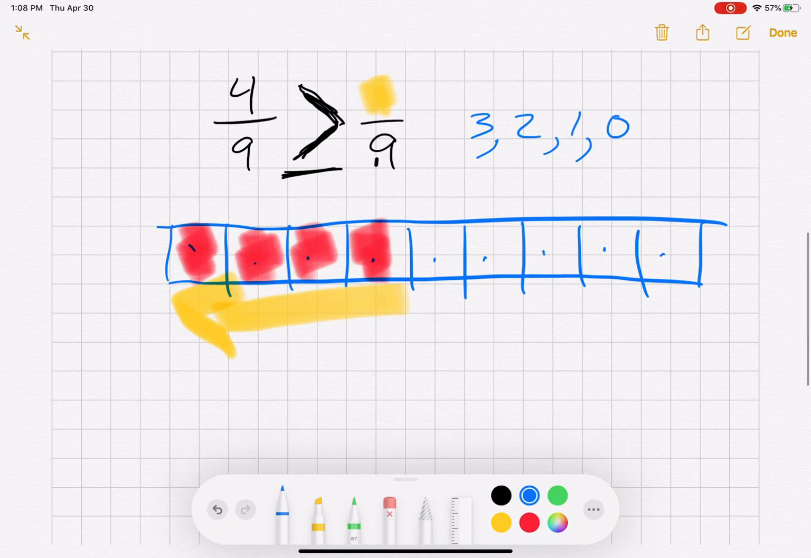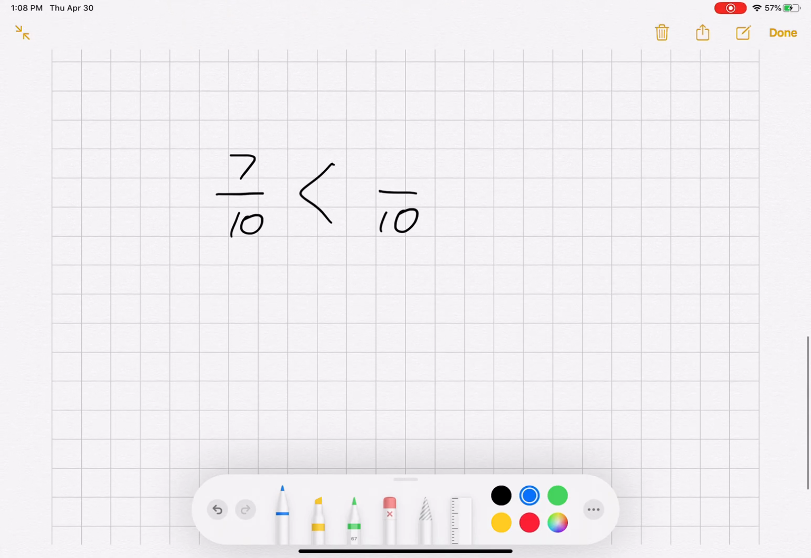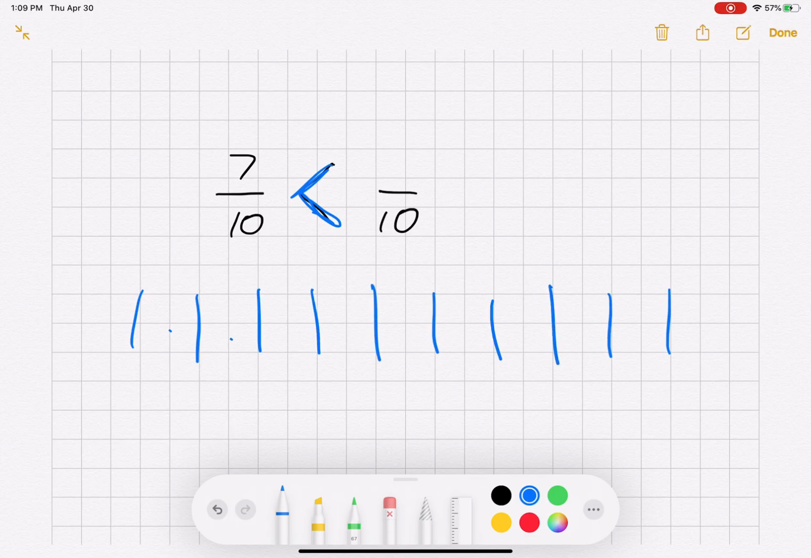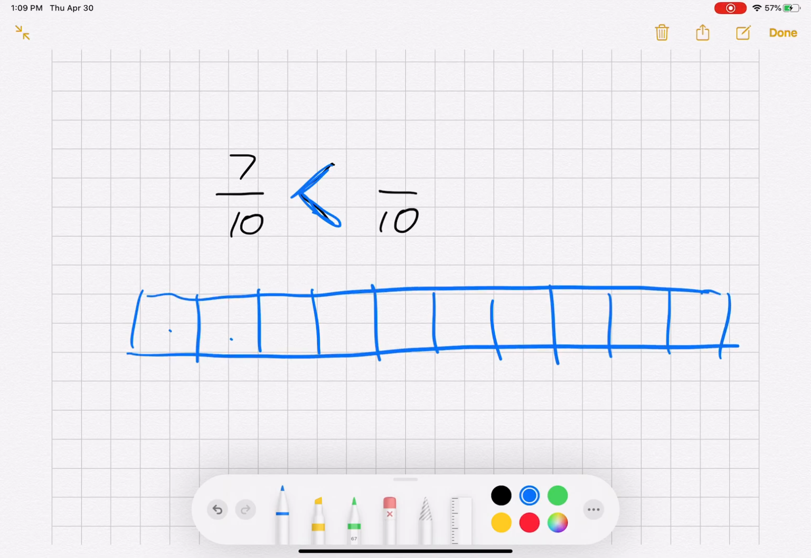Okay, so now if I'm looking at 7/10 and it's less than some number over 10, again, I could draw that out so that I can see it, because I highly encourage you guys always to draw fractions out because it makes it easier to see. So that's 1, 2, 3, 4, 5, 6, 7, 8, 9, 10. Okay, draw my line there.